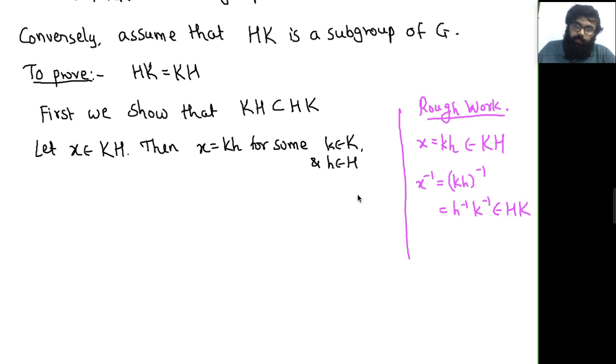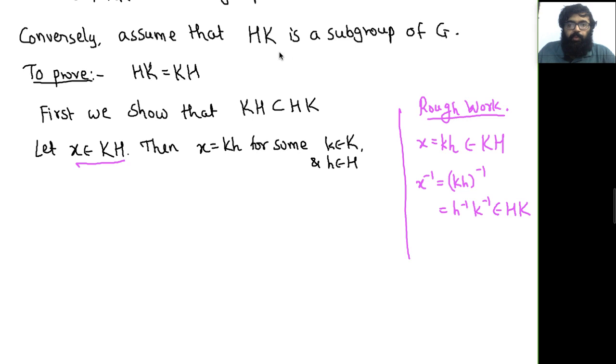Where did we start from? We started from x belongs to KH. We want to show that x belongs to HK. What we got is x inverse belongs to HK. Inverse has come, but we need x. So how do we get x from x inverse? Is it true? If x inverse belongs to HK, does x also belong to HK? Yes, it is true.